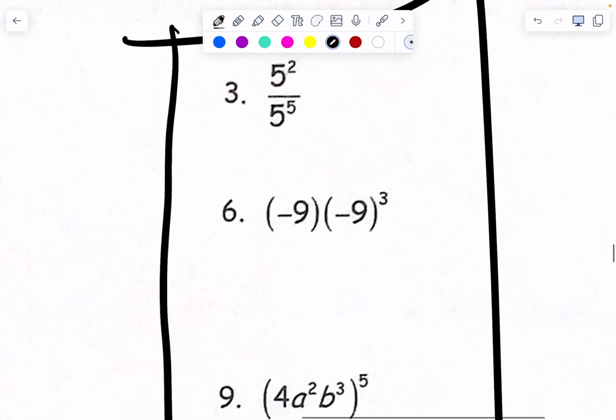What's the exponent right here? 1. So if this was x to the first power and x to the third power, what would that make? X to the 4th power.